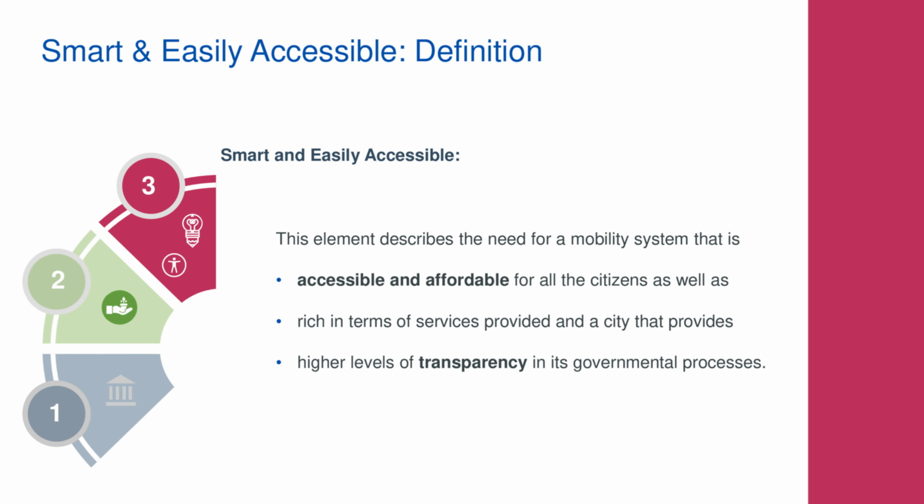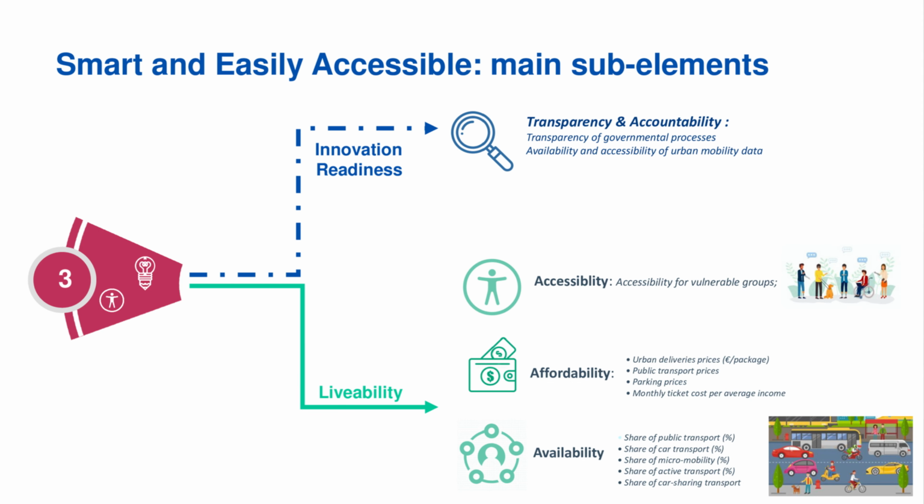The third element is called the smart and easily accessible element. This element describes the need for a mobility system to be accessible, affordable, and available to all, while the city provides higher levels of transparency in its governmental processes. In terms of assessing the innovation readiness, this element is expressed through one main sub-element, which addresses the level of smartness and transparency of the governmental processes.